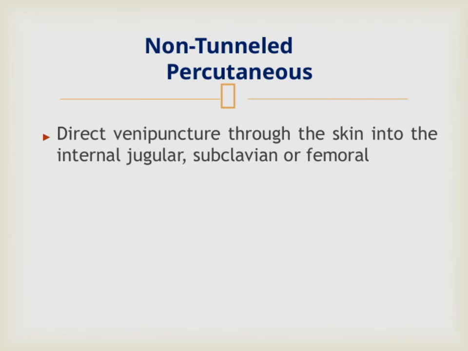Now, let's talk about direct venipuncture through the skin into the internal jugular, subclavian, or femoral veins. This approach is often used for non-tunneled percutaneous catheter placement. Essentially, we insert a needle directly into one of these veins without creating a separate tunnel. This method is typically chosen for quick access, especially in urgent situations, because it allows for rapid placement of central lines. The internal jugular, subclavian, and femoral veins are common targets because they provide straightforward access to the central circulation.